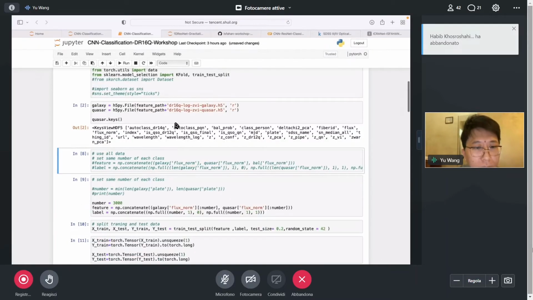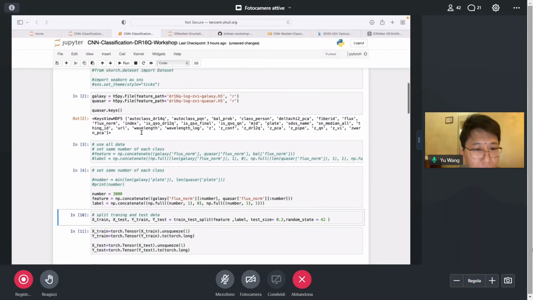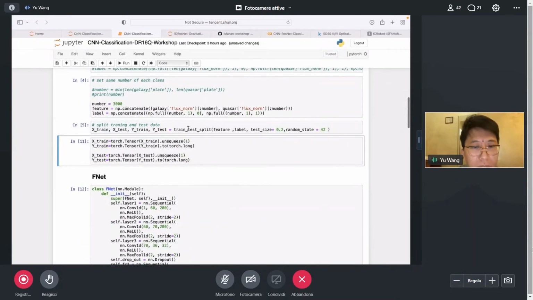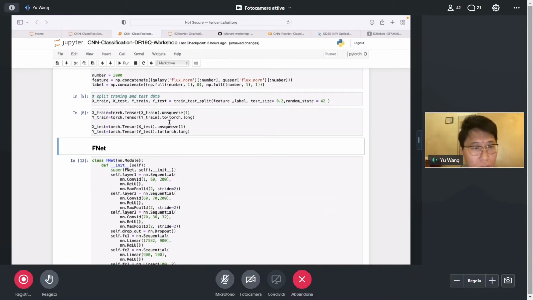Here is some information on this H5 file, 3000. Then I split the data into the test sample and the training sample. So I use the training sample to train the net and the test sample to see how well it performs.